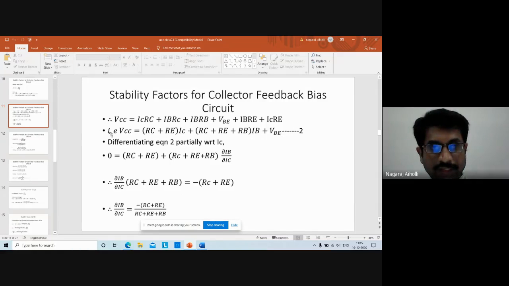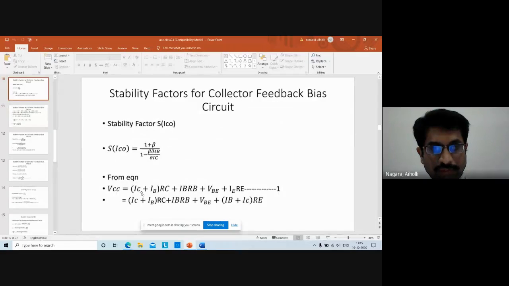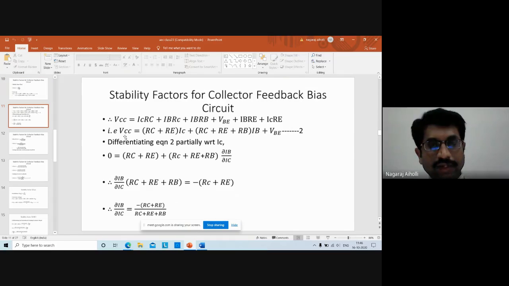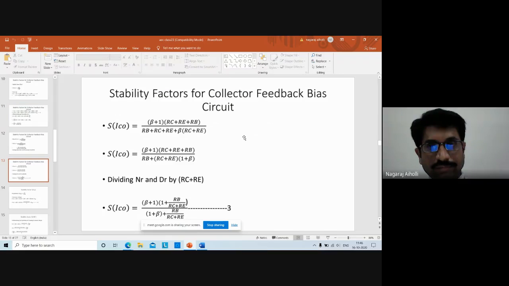The basic equation is VCC is IC plus IB into RC plus IB RB plus VBE plus IE RE. This is the equation that we apply for the input loop. Substituting IB plus IC for IE, we get VCC equal to RC plus RE into IC plus RC plus RE plus RB into IB plus VBE. This equation we make use of here.